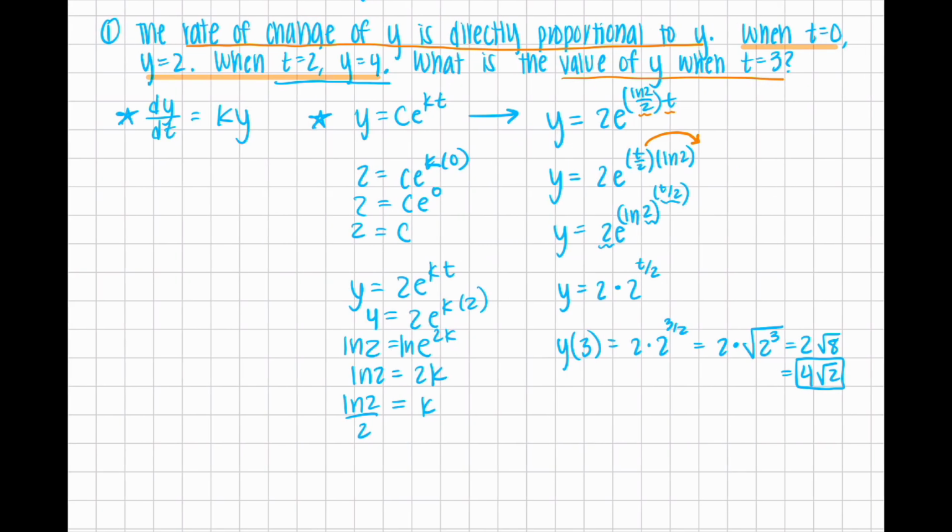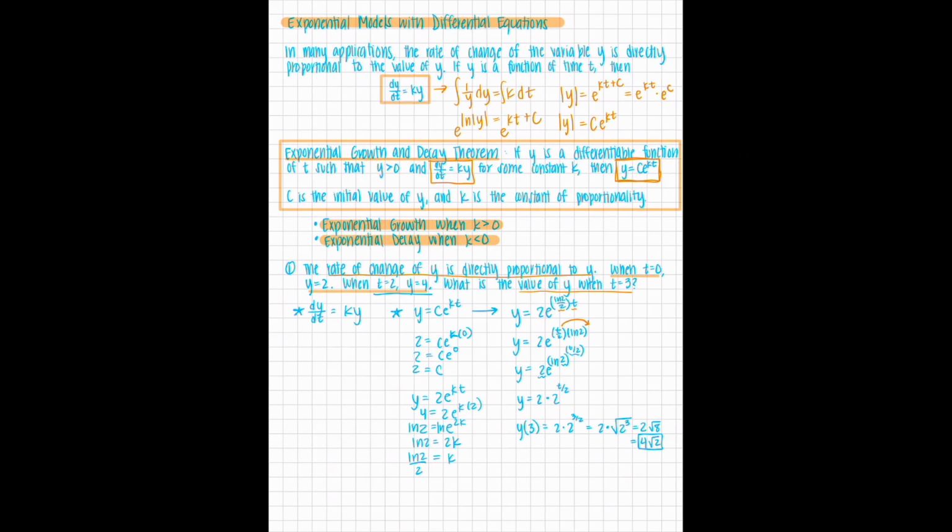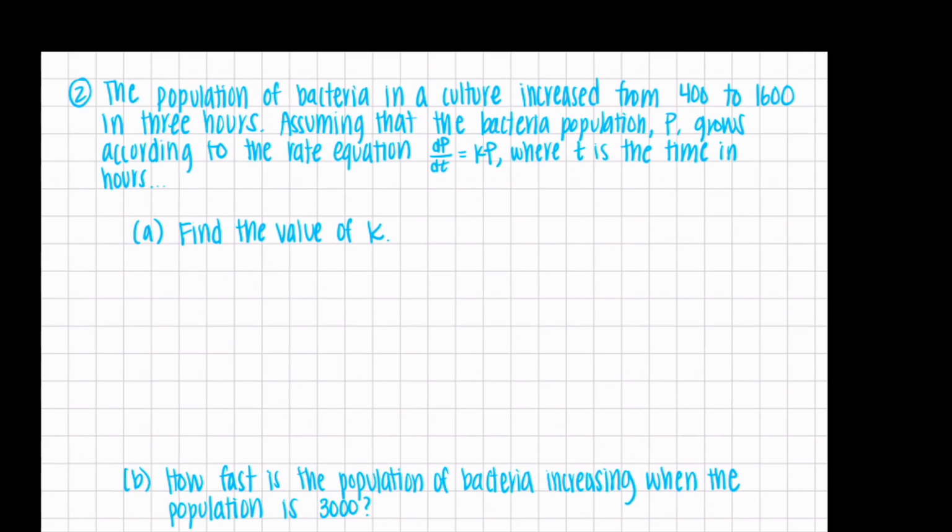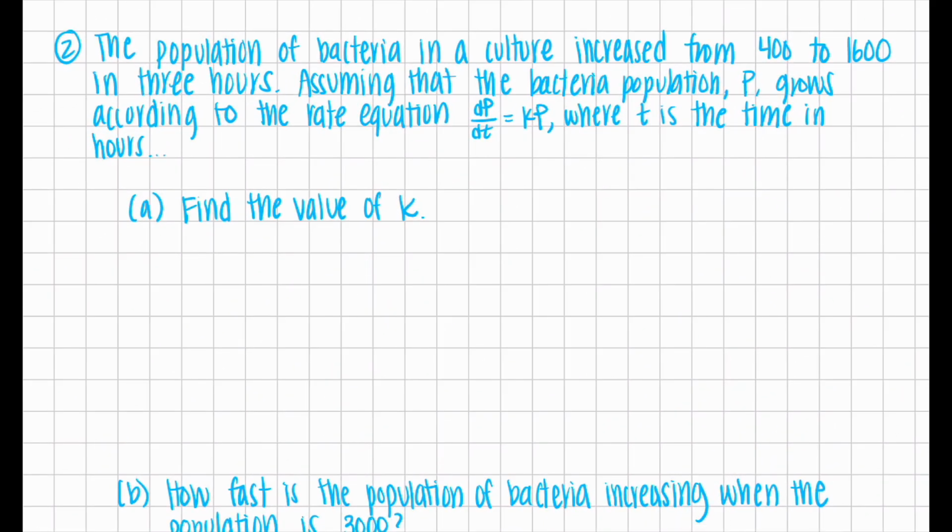So there's one example. And this one didn't really have much context to it, so let's do a problem that has some context in it. So this one says the population of bacteria in a culture increased from 400 to 1600 in 3 hours. Assuming that the bacteria population P grows according to the rate equation dP/dt equals kP, where t is the time in hours, and then they have a few questions.